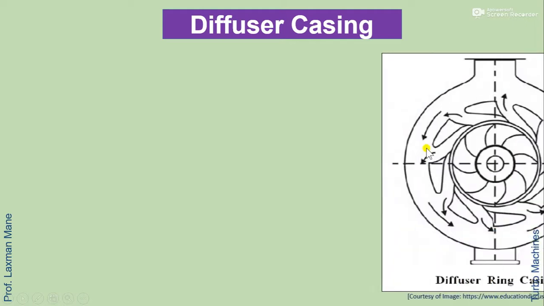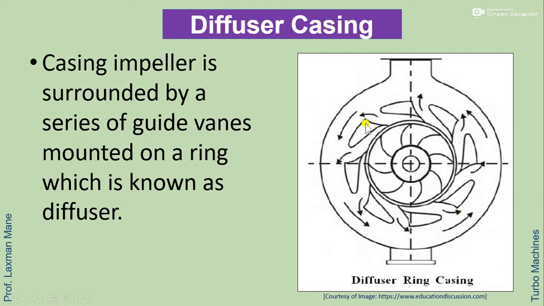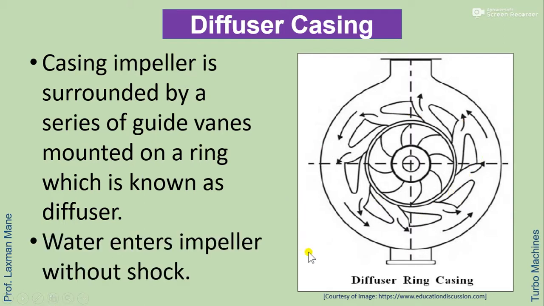Diffuser casing. Casing impeller is surrounded by a series of guide vanes which are mounted on a ring, which is known as diffuser. So here you can see this is what diffuser. Water enters impeller without shock. So advantage of diffuser is what? Water enters impeller without shock.